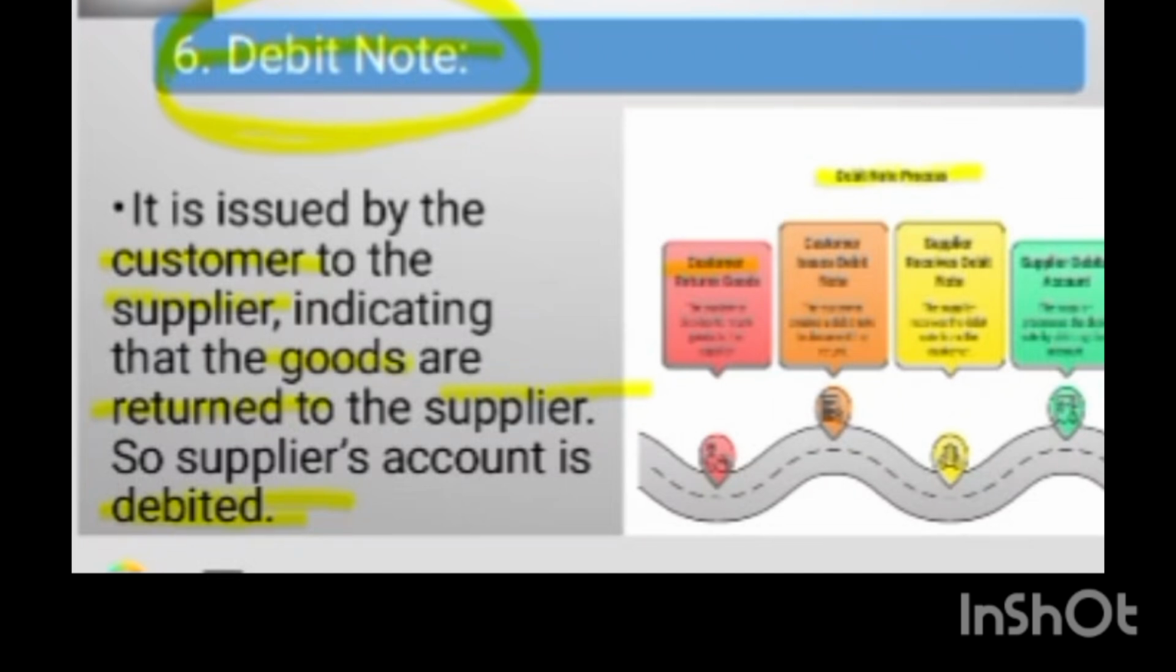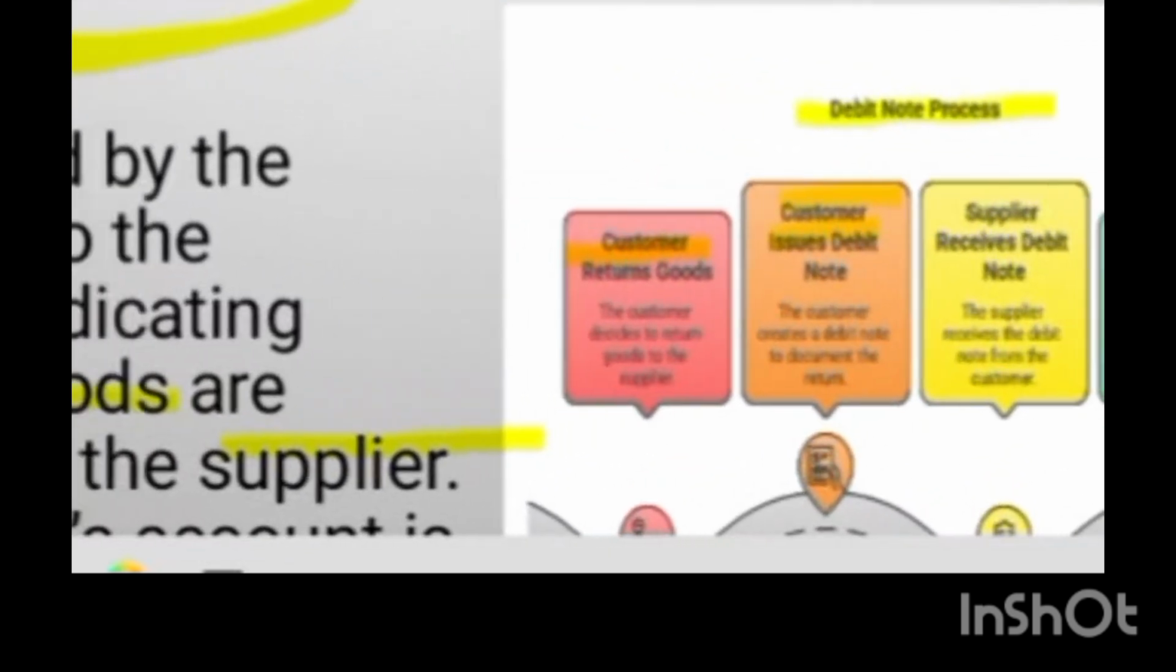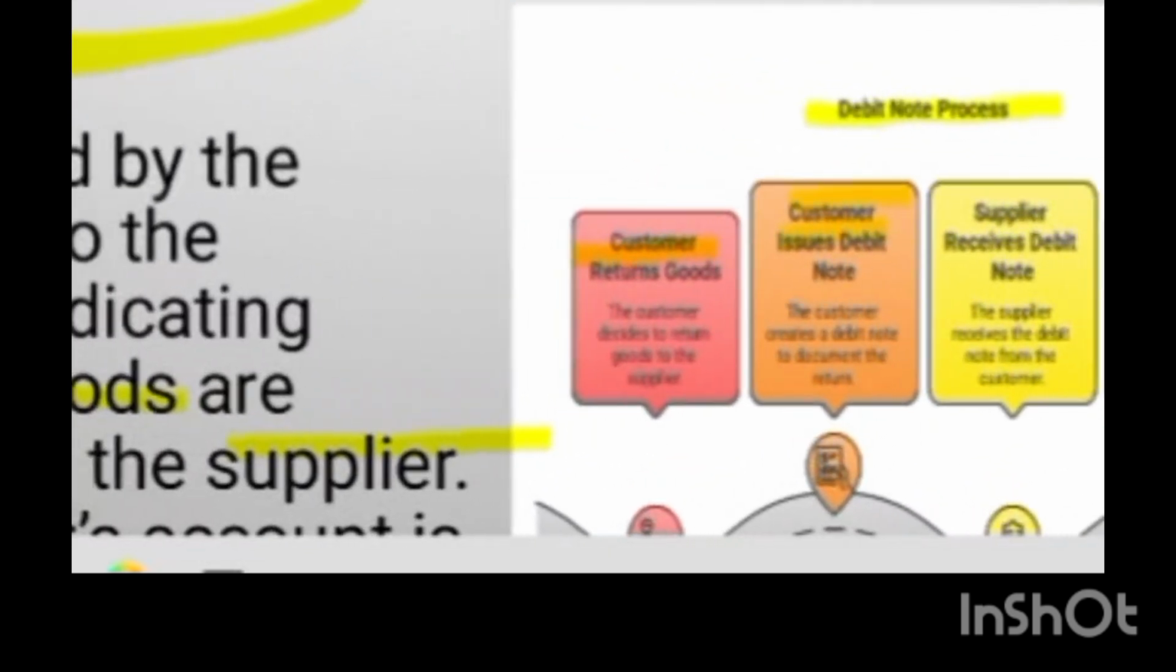कस्टमर इशूज द डेबिट नोट. उसने उसके लिए डेबिट नोट इशू किया जिसके ऊपर मेंशन्ड होता है. We can check from here. Debit note. The customer creates a debit note to document the return. कस्टमर ने किस लिए डेबिट नोट को क्रिएट किया? ताकि उस पे सब डिटेल्स मेंशन होती हैं कि ये प्रोडक्ट क्यों रिटर्न किया जा रहा है, राइट, और कौन सा प्रोडक्ट रिटर्न किया जा रहा है, रिकॉर्ड के लिए.